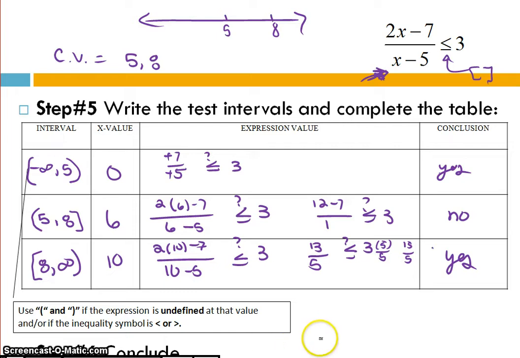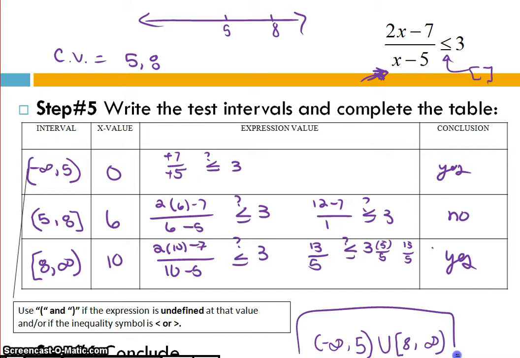Our conclusion is that the rational expression is less than 0 on the interval from minus infinity to 5. It cannot equal 5 because if we plugged in 5 it would be undefined, so it's a round bracket to indicate it cannot equal 5. And then from 8, it can equal 8 out to infinity. So 8 came from when we solved our equation, and it's an x-intercept. For the x-intercepts, we look at the inequality symbol to tell if it's square or round. Okay, so that would be our answer.